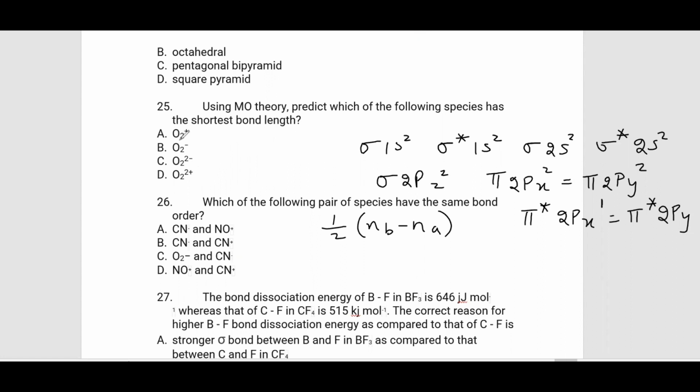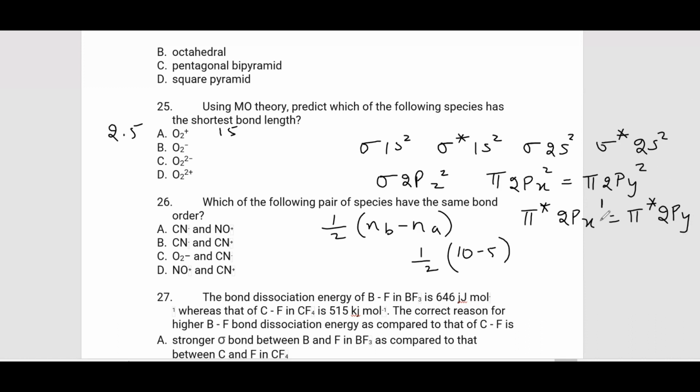For the first option, O2 plus, the total number of electrons will be 15, because 16 minus 1, a plus charge is there. For 15 electrons, the MO configuration will be like this, and the bond order is half into number of bonding electrons, which is 10, minus anti-bonding electrons, which are 5. So 10 minus 5, 5 by 2, and it will be 2.5. Bond order is 2.5 for O2 plus.